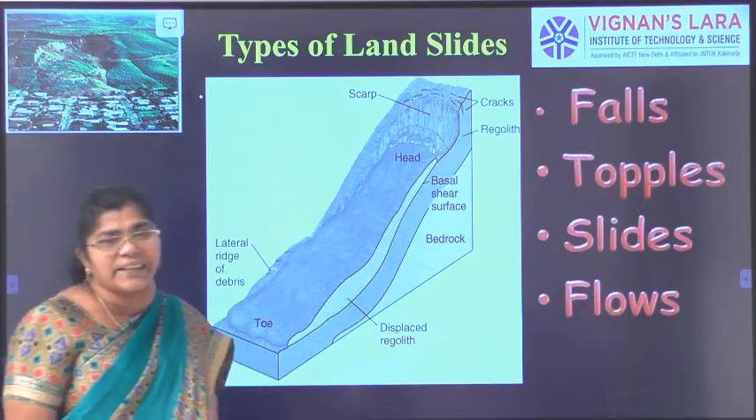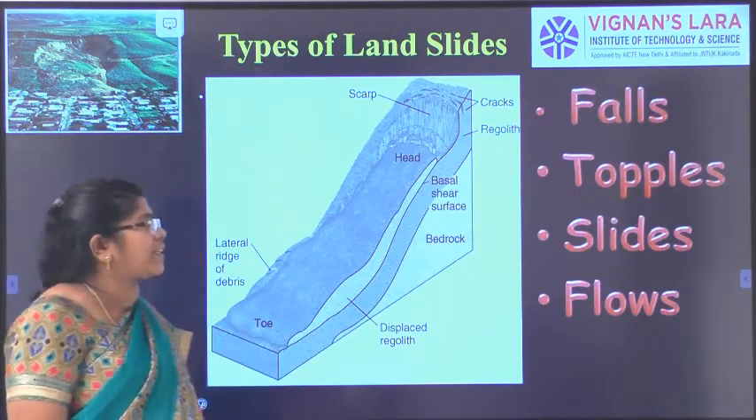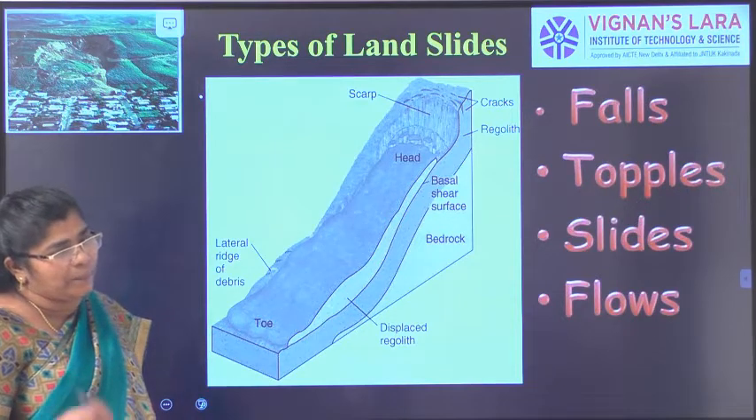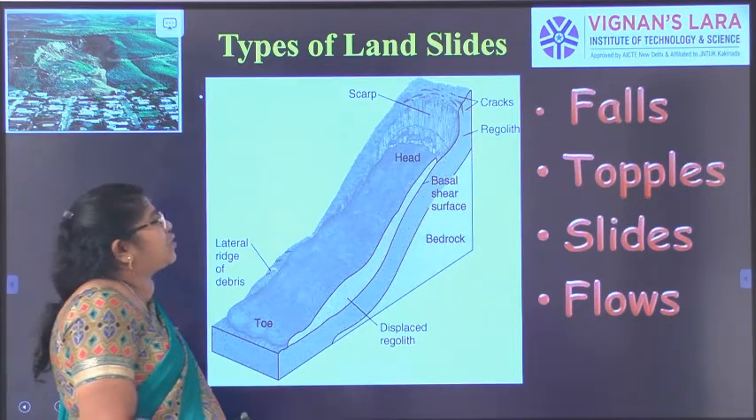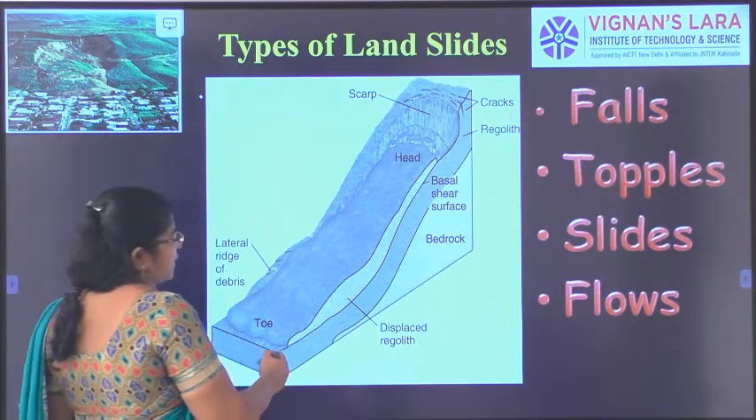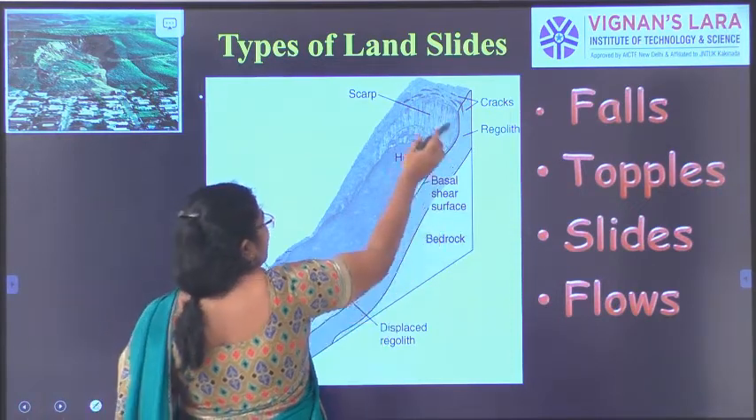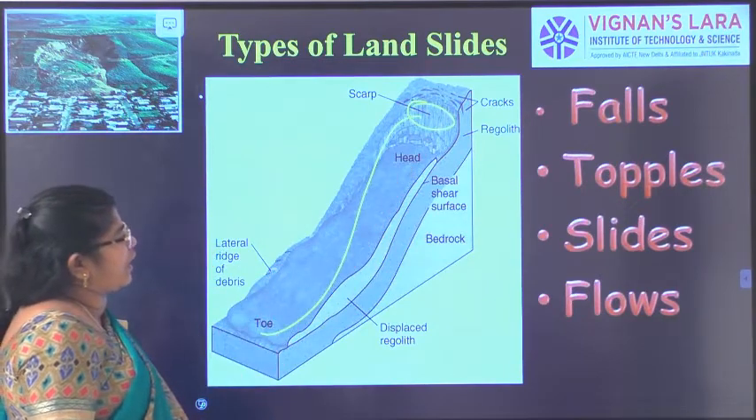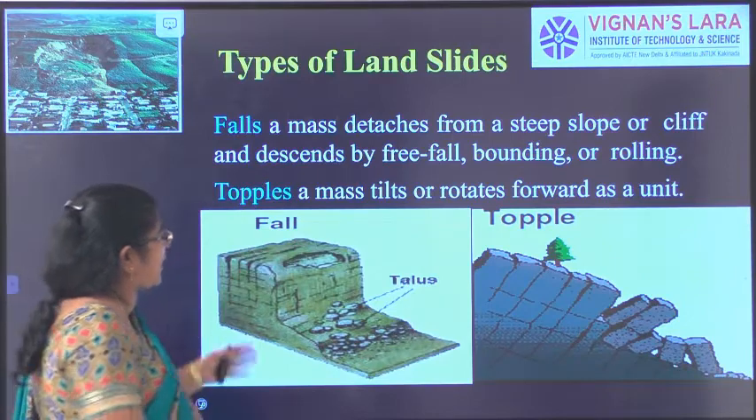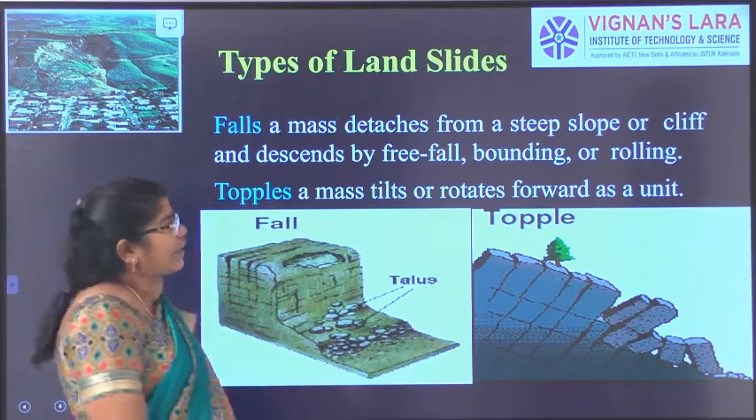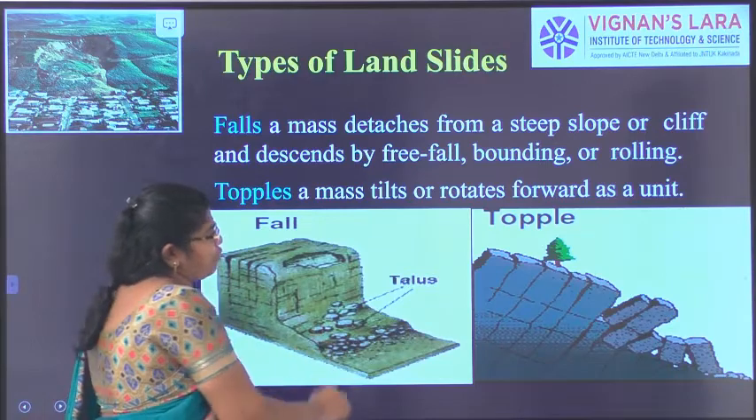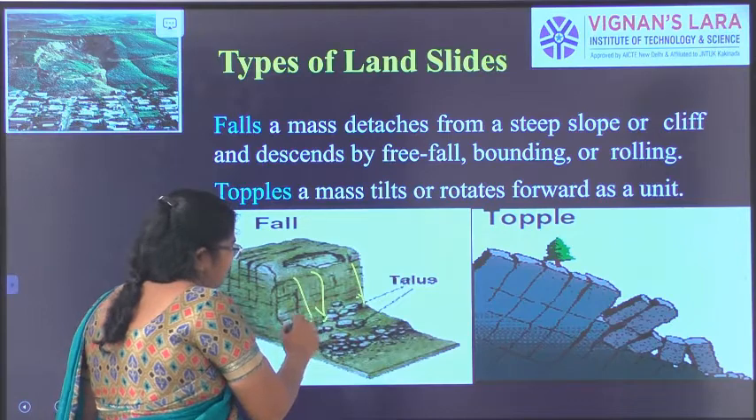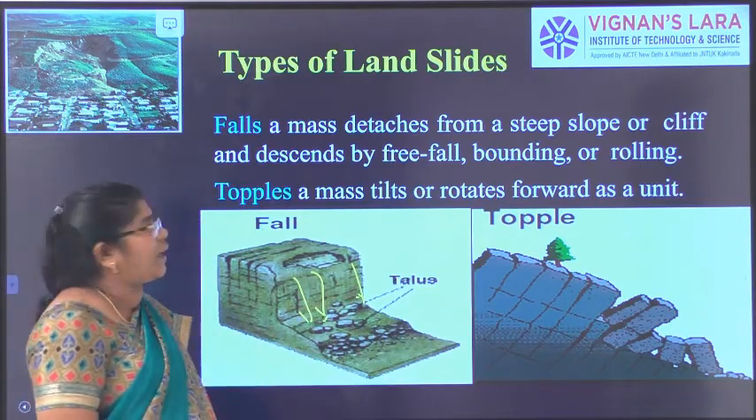So based on these conditions, we have four types of landslide: falls, topples, slides and flows. This is one condition based on the material properties which we have taken. You can see here the falls. As I told you, it is the big rocks falling down. A fall is a mass detached from the steep slope or the cliff and descends in free fall, bounding and rolling, right? This comes from the steep slope, and this we call the falls.